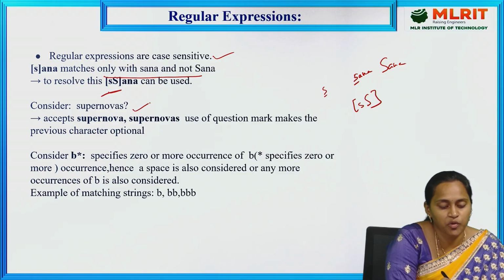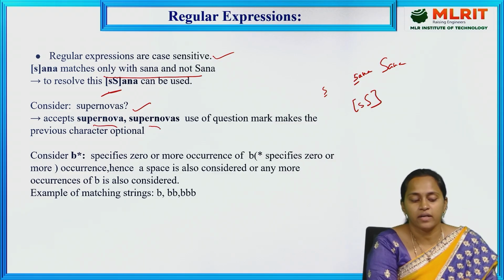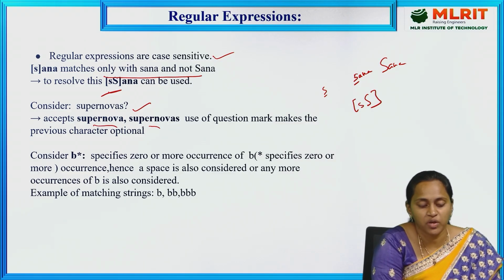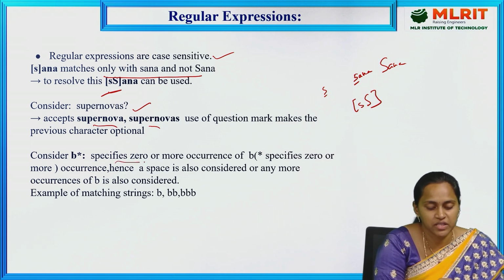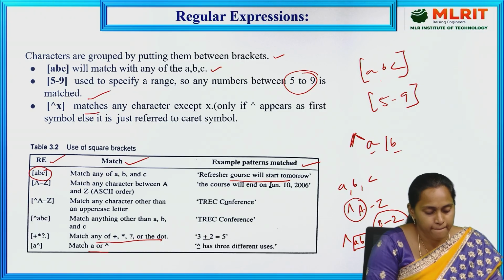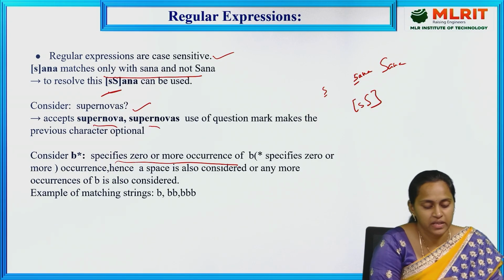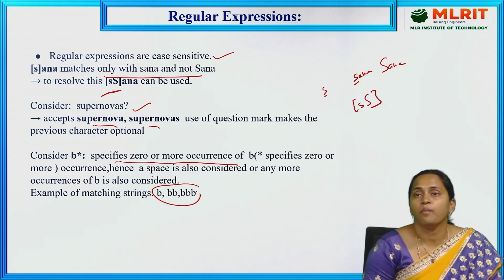Consider supernovas. Here, accept supernova and supernovas. Use of the question mark makes the previous character optional. Whenever we have to define supernova and supernovas, we can define it like this, supernovas with an optional s. Next, consider we specify star. We have discussed it previously, right? Here B star specifies 0 or more occurrences of B. That means how many times B occurs, that means all, right?